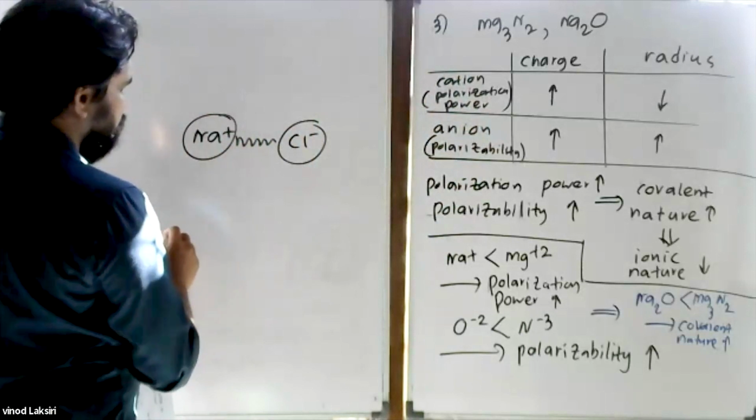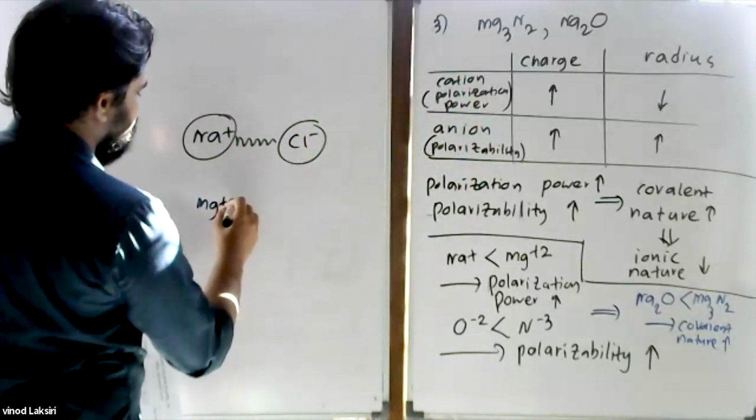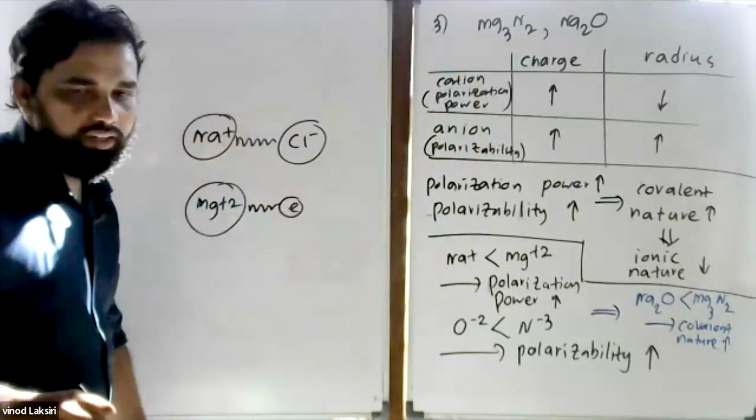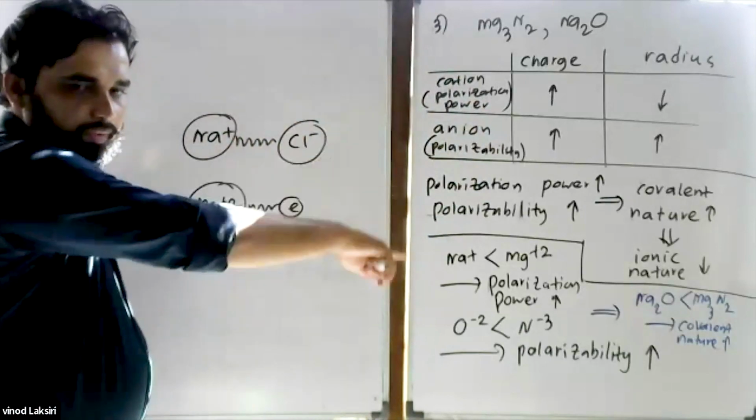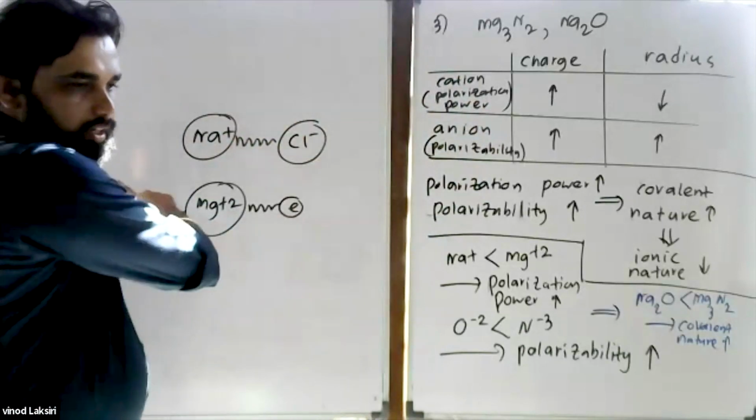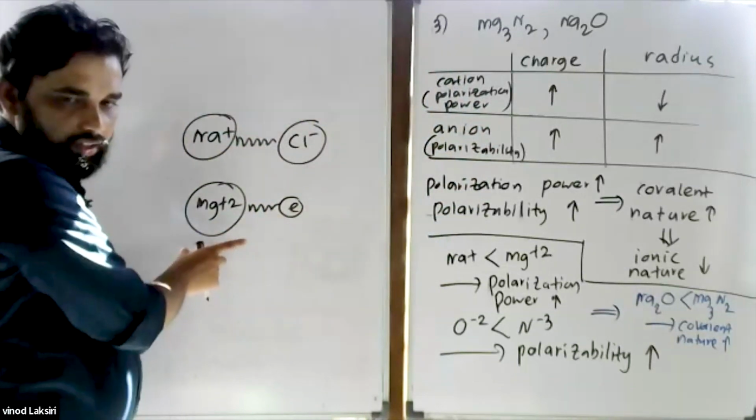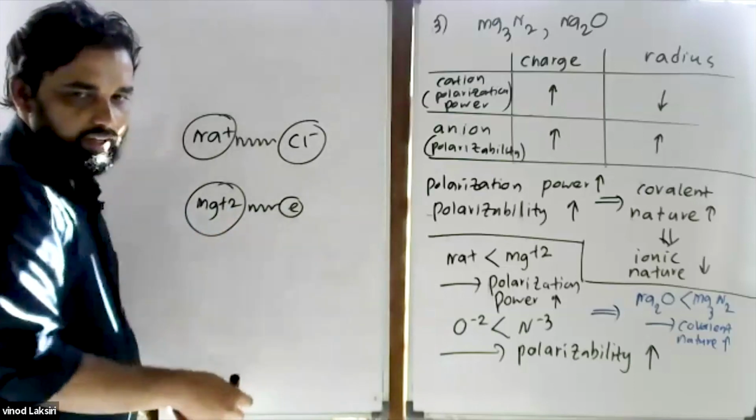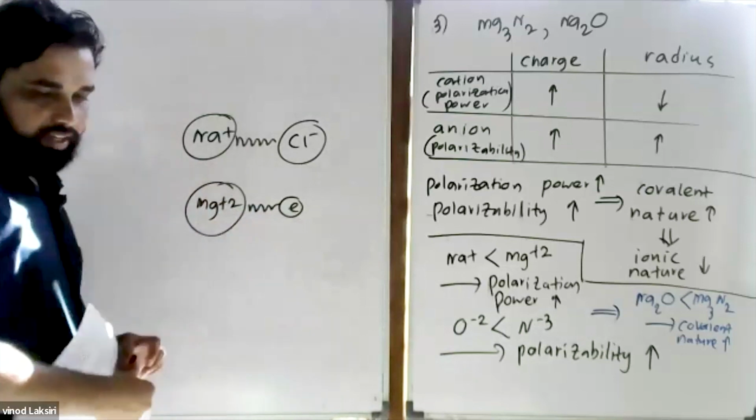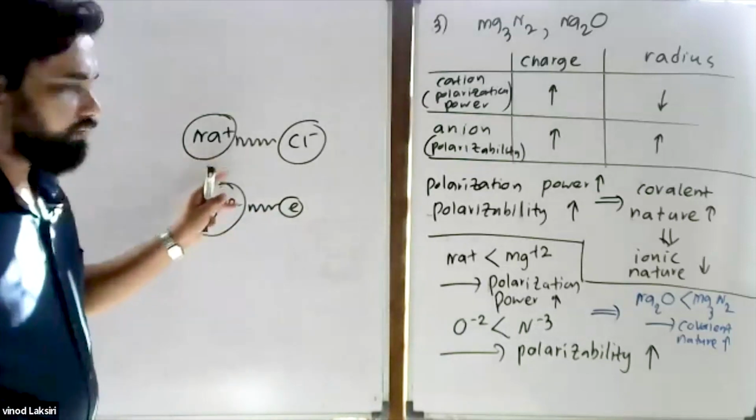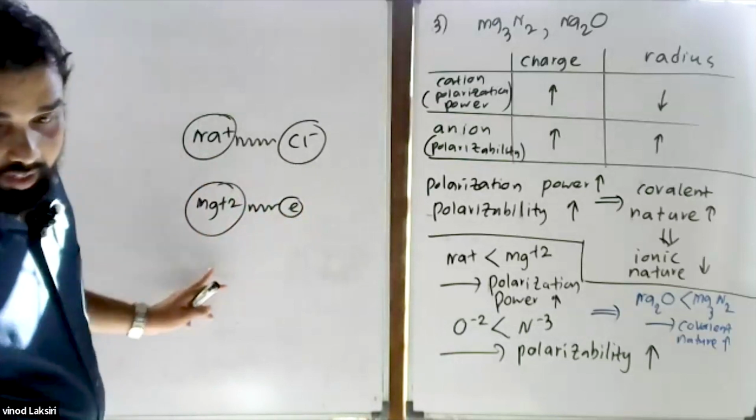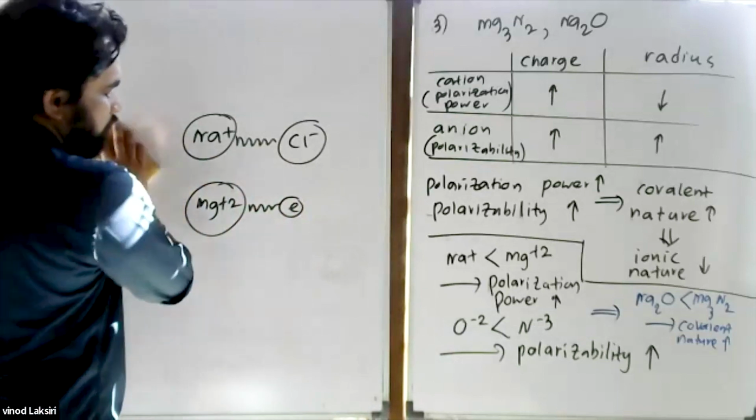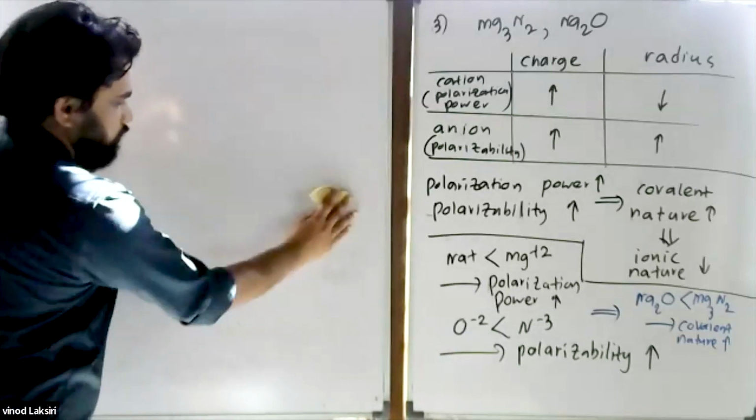In the metallic bond, there is electrostatic attraction between cation and electron. In the metallic bond, there is an electron cloud. Inside that electron cloud, cations are present. Then electrostatic attraction is present between cation and electron, right? In both cases there is an electrostatic attraction: here between cation and anion, here between cation and electron. That is the difference between ionic bond and metallic bond, right? So you have to remember it.